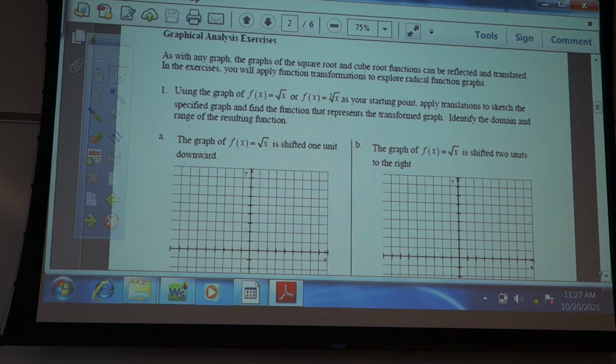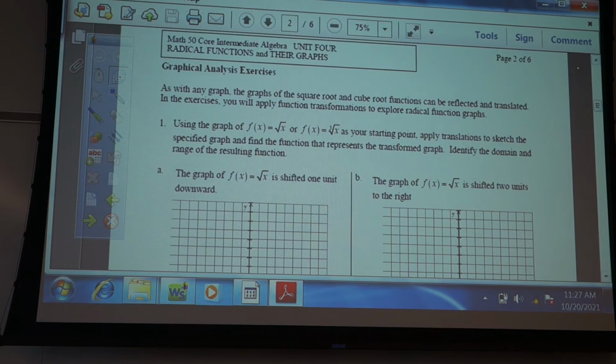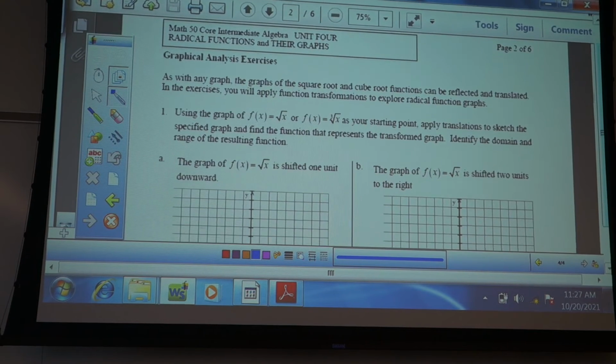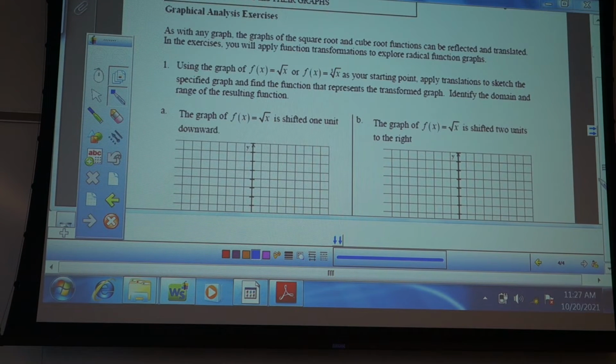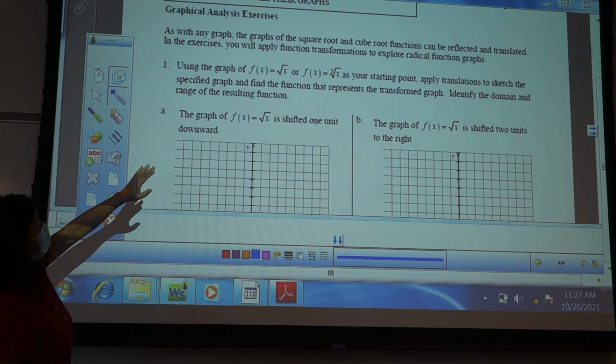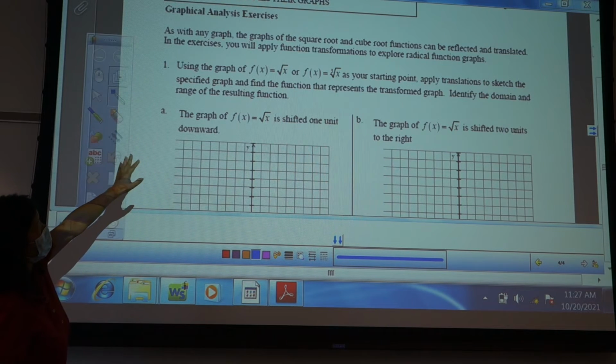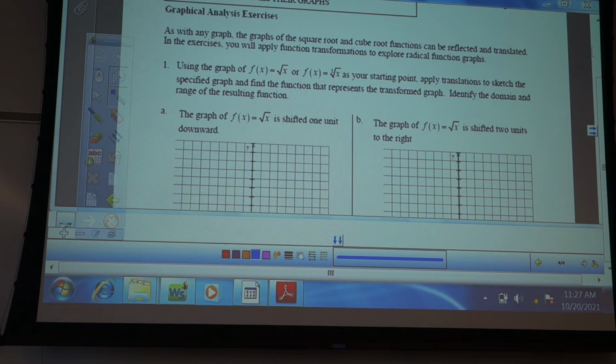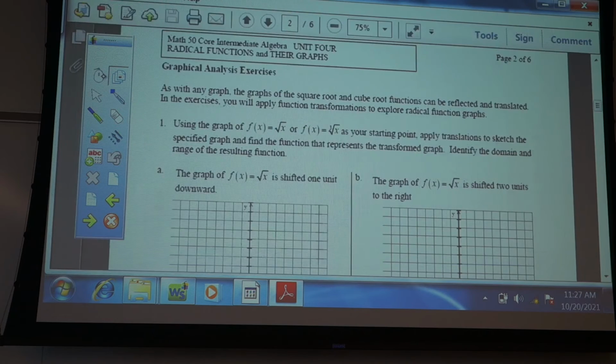As with any graph, the graphs of square root and cube root functions can be reflected and translated. We're going to do some transformations. Again, we're going to start off with our basic graph and apply translations to find the function that represents the transformed graph. Okay, so let's talk about the first one.